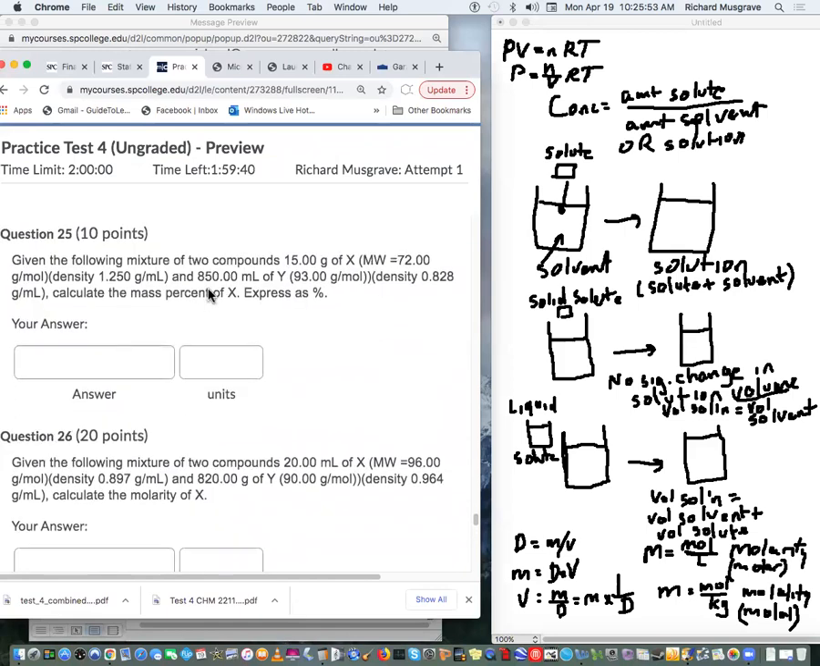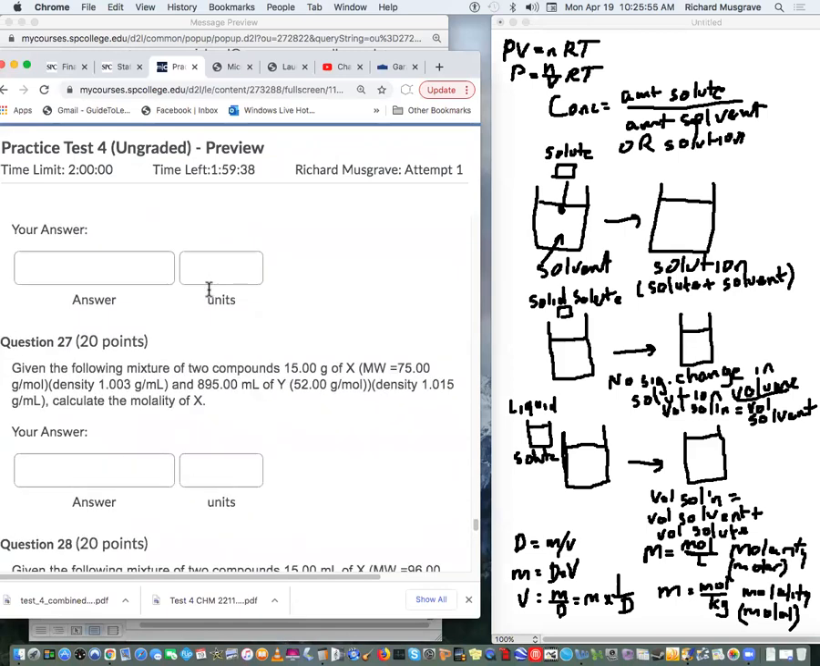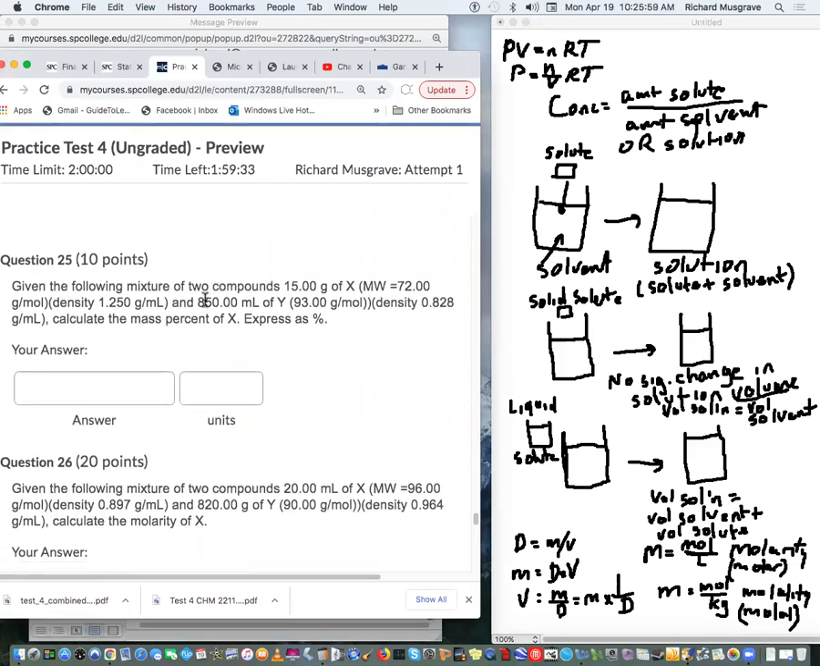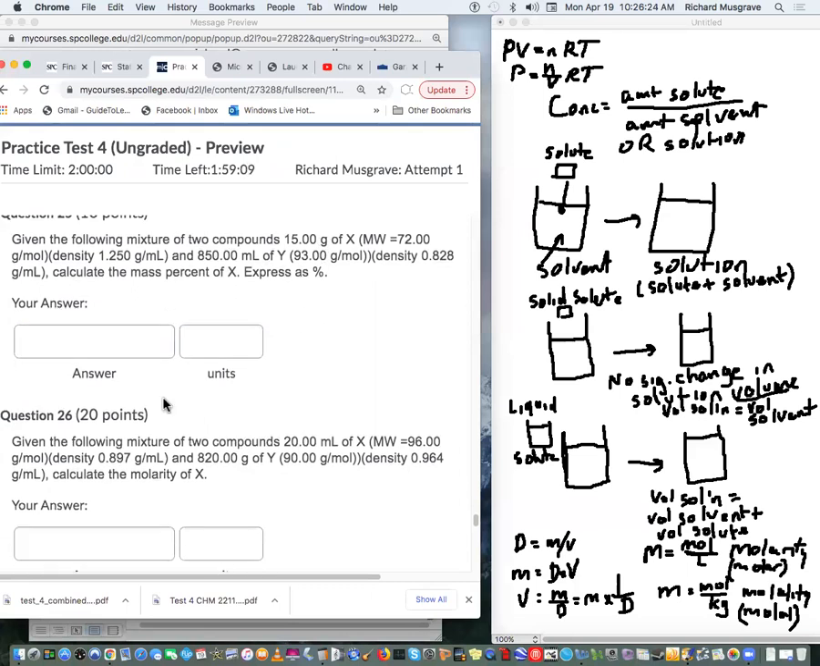So we've got these questions here, 25 through 28. These are all concentration questions. As you can see, you've got a mass percent question where X ends up being the solute here. And you're also given a Y as well, which could be in a volume or it could be a mass. But if it's a volume, then you would need to convert that into a mass by using this formula, density times volume. And this is already given as a mass, so you can see how you would do that.